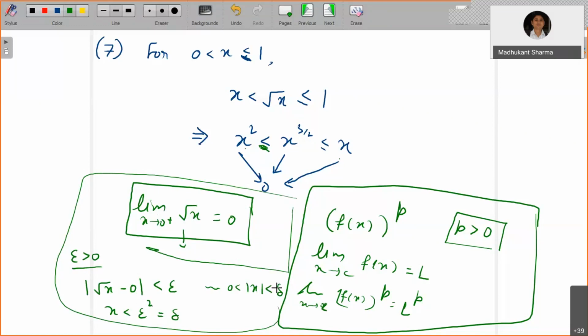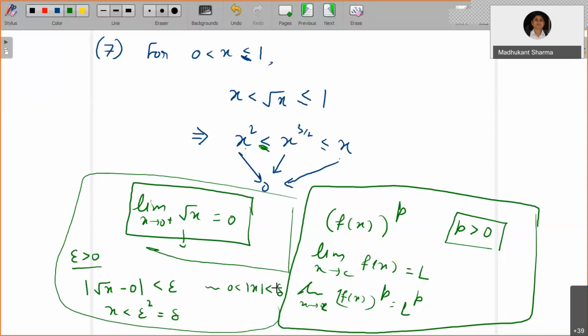But if you write something like limit 1 by n is 0, yes, it is true. But how? I want to understand whether you really know it, or whether you just wrote it by looking at somebody else's copy. So you need to give some explanation. You can use the Archimedean property or other comparison tests. I don't mind. I have seen 2-3 flavors of proving the same result, so you go with any one.